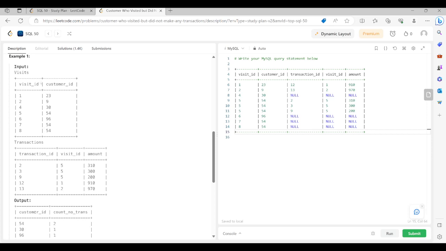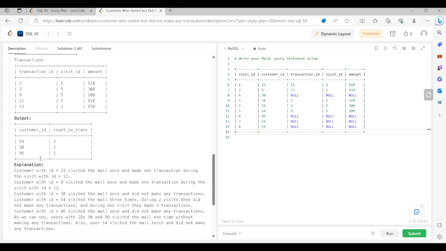So right now, we have customer 23 with visit ID 1, who made a visit and a purchase. Customer ID 9 with visit ID 2 actually visited and also made a purchase, while 30 with visit ID 4 visited but did not make a purchase, because if they made a purchase there'd be a transaction ID.